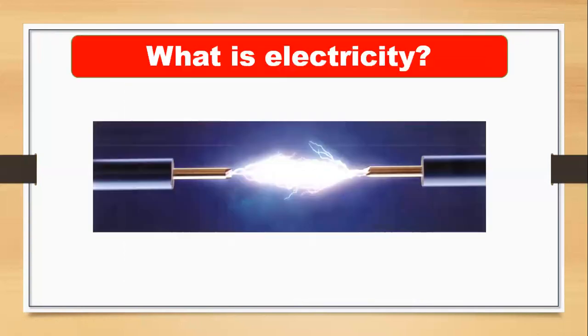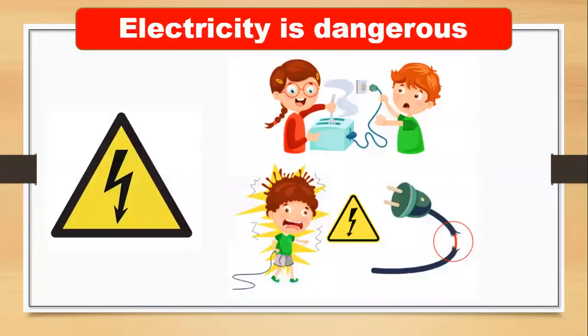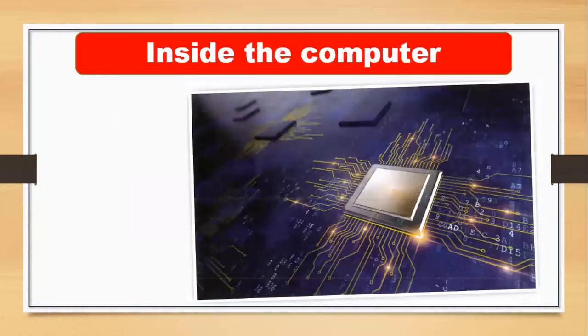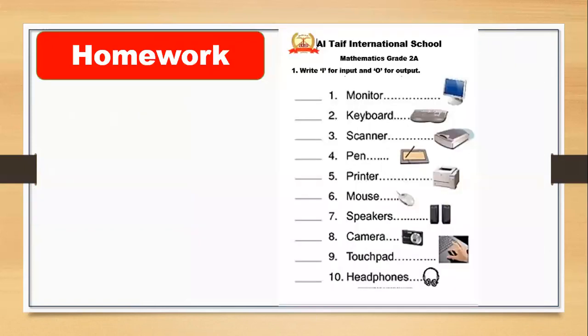So this is the electricity. We cannot see inside the electricity because this is dangerous for humans, right? As you can see, inside the computer there is a processor. So you have to learn and memorize. This is a processor, and this is your homework.